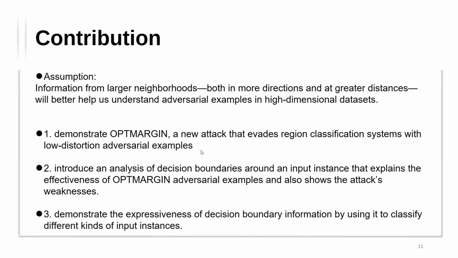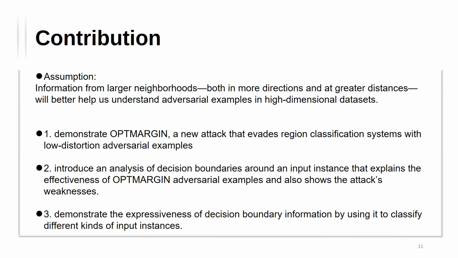The first part is they demonstrate one new attack method that can evade region classification defense systems. The second one is they introduce an analysis of decision boundaries around an input instance that can explain why their new attack can evade region classification. And further, in the third part, they use that information to distinguish the benign samples and the adversarial samples. So they propose a new defense strategy against their own adversarial attack.